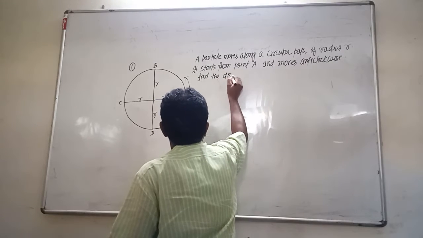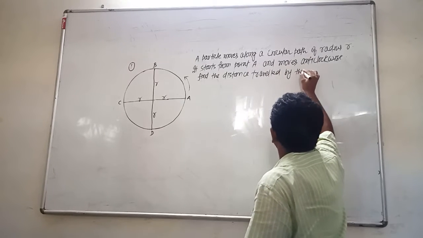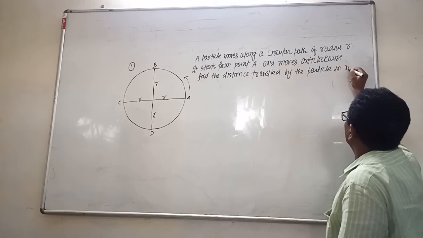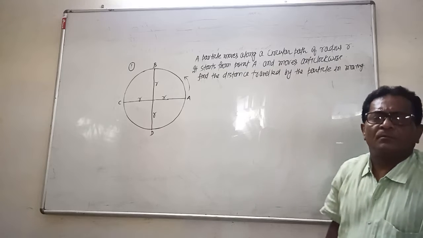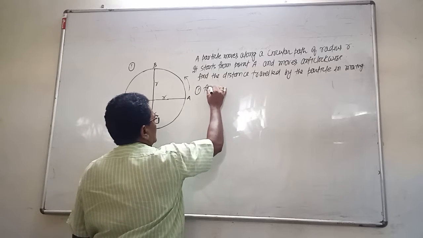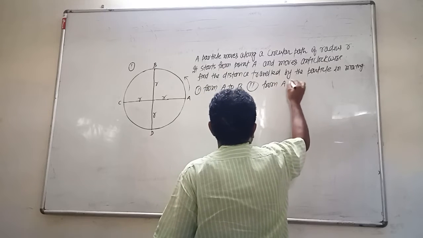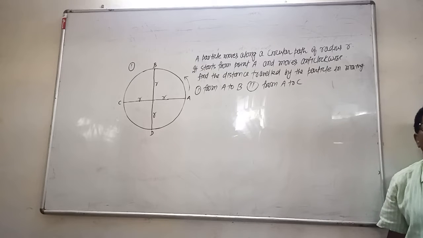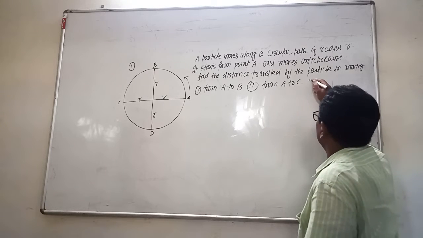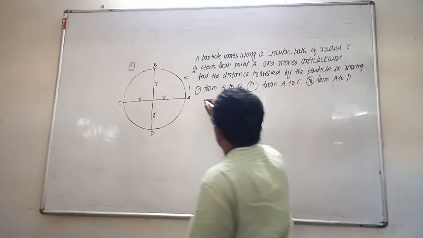Find the distance traveled by the particle in moving from point A to B. Second, from A to C. पार्टिकल जब A से B मूव करता है तो डिस्टेंस क्या होगा? जब A to C मूव करता है तो डिस्टेंस क्या होगा? एंड फ्रॉम A to D, थर्ड पार्ट इज फ्रॉम A to D. एंड fourth part is from A to B.